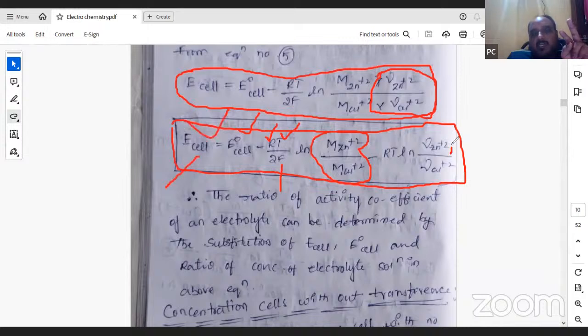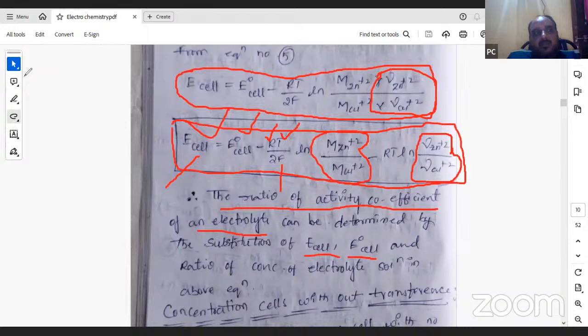Therefore, finally we can calculate this gamma of Zn plus 2 by gamma of copper plus 2. That means we can state that the ratio of activity coefficients can be determined with the help of chemical cells with transference equation, right? So that is the thing here. The ratio of activity coefficient of an electrolyte can be determined by substituting the values of E cell, E naught cell, and ratio of concentration of electrolyte solutions in the above equation.